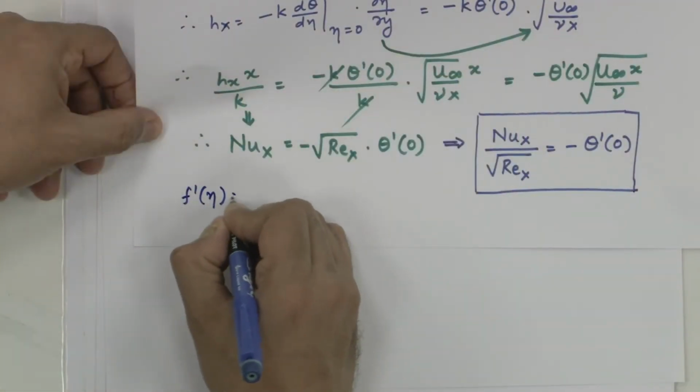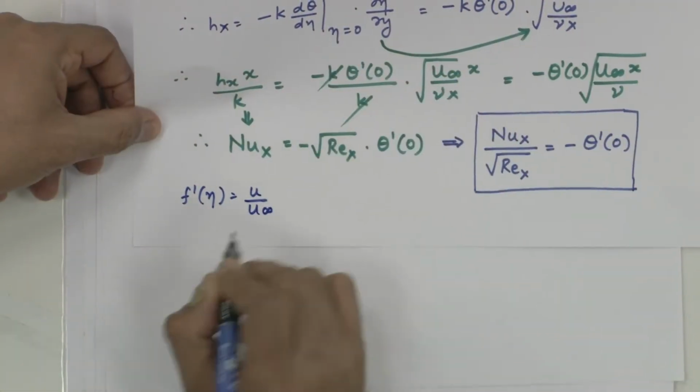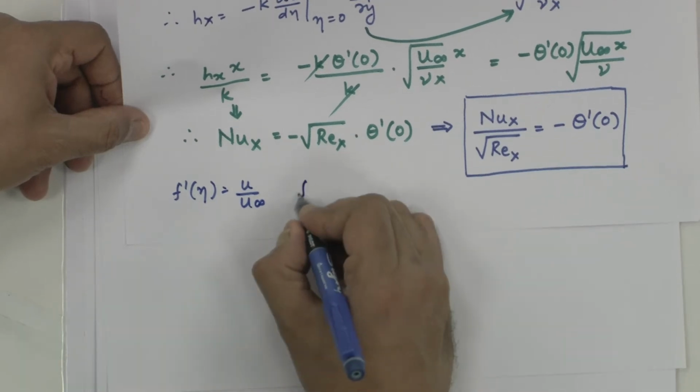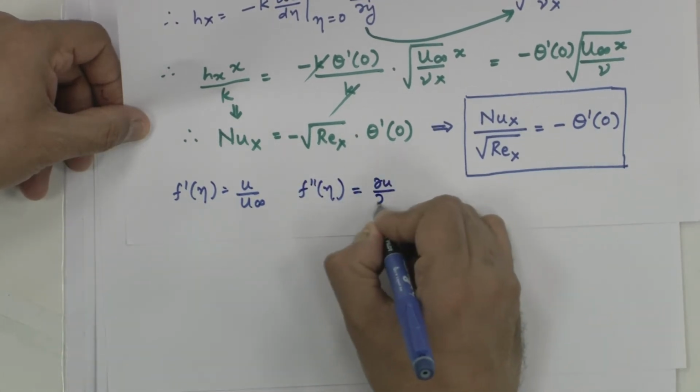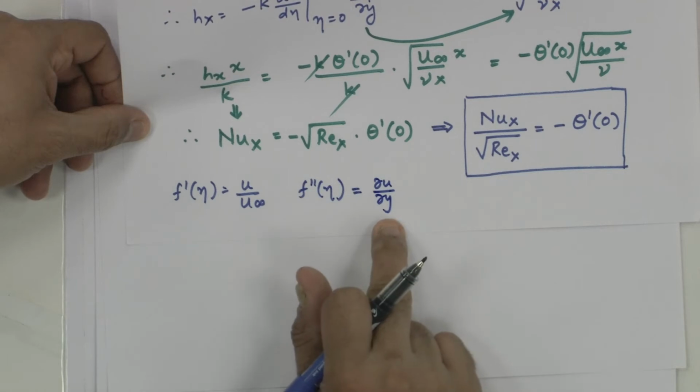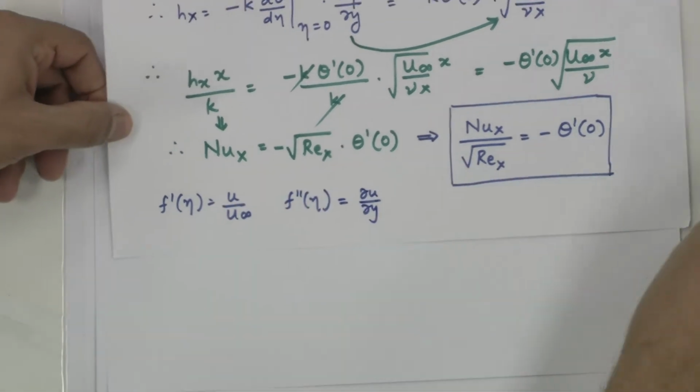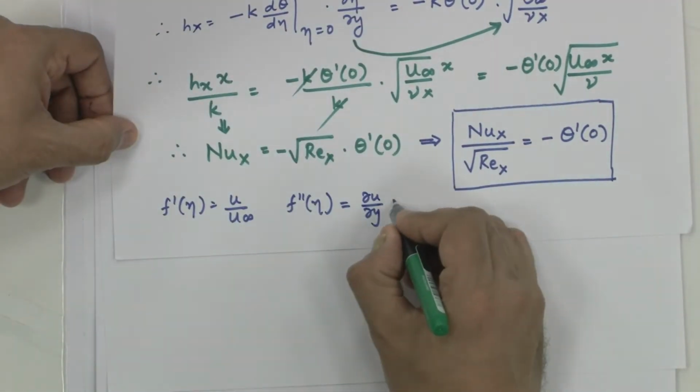Now, you go back and look at our results. F prime of eta was u by u infinity. F double prime of eta is du by dy, wall shear stress, because this was defined this way, correct? Wall shear stress.